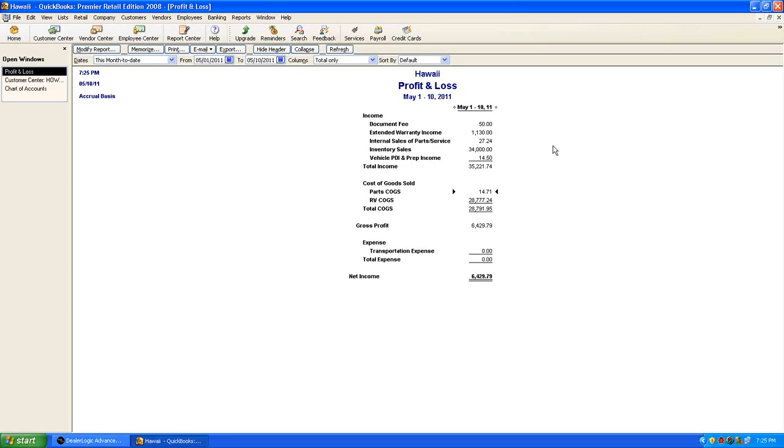When we come down to our cost of goods section, for our part inventory cost of goods for those items that we charged on the repair order was $14.71. Now that the item is sold, I see that here. And my inventory cost of goods is increased by the $27.24 to be $28,777.24, which a total gross profit of $6,429.79. Let's look at the gross profit here and tie it back to DealerLogic.